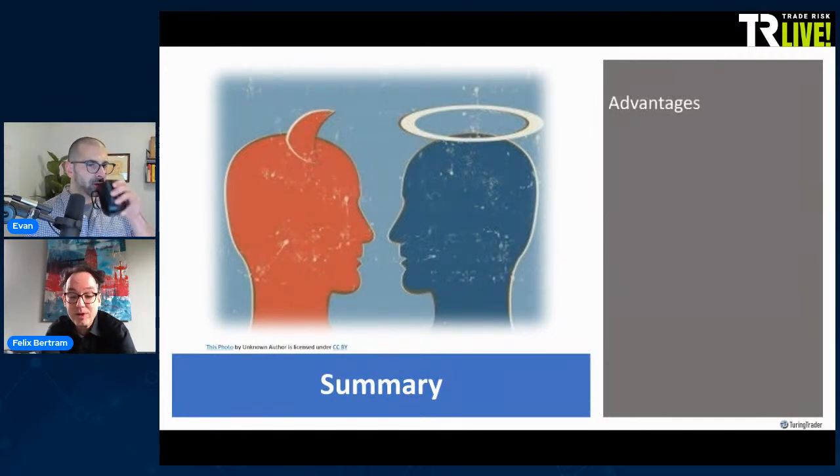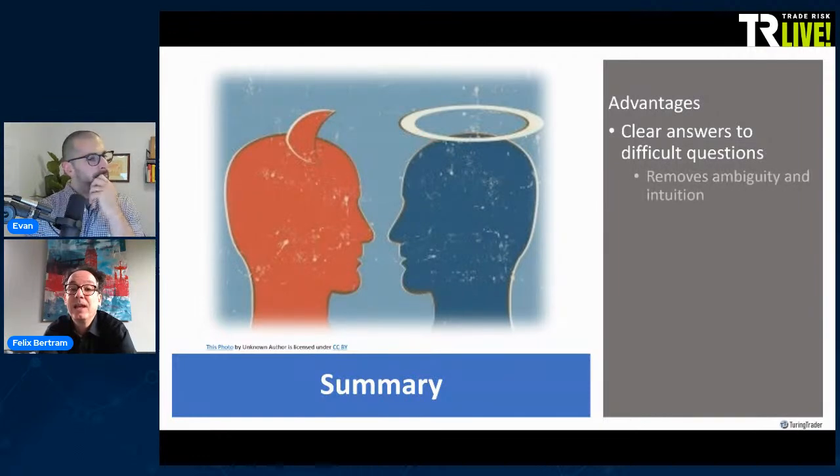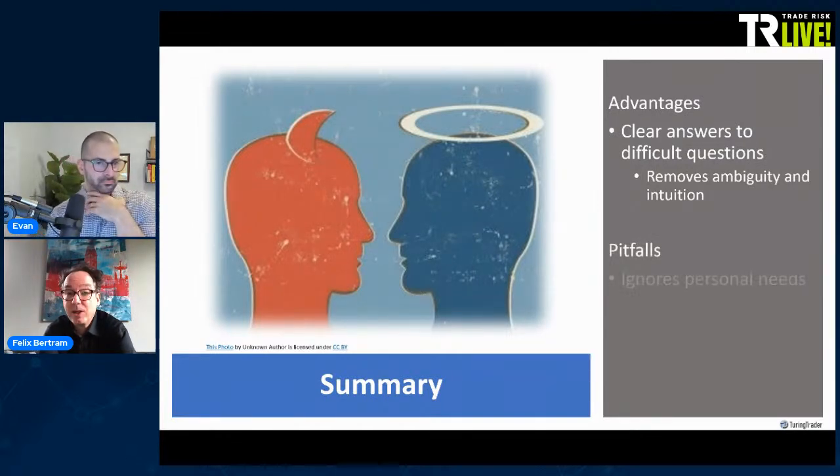So we've created some Monte Carlo charts, and the real benefit here is we can now have clear answers to otherwise difficult or even impossible to answer questions. And we're able to remove all ambiguity and intuition from these answers. And there are some pitfalls.